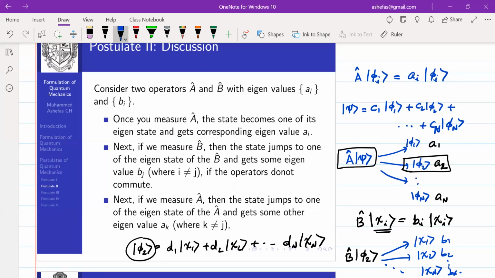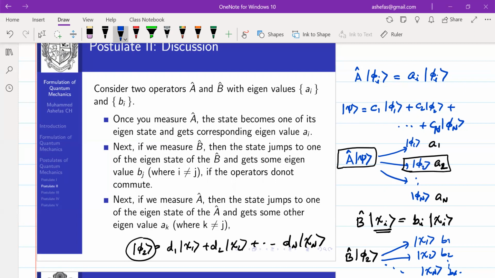Okay, so this would happen if A and B do not commute. If A and B commute, then both will have the same set of eigenvectors, and then there is no such problem. If A and B do not commute, then the operator A would give some eigenvalue, and operator B will give some other eigenvalue. There will not be any connection.